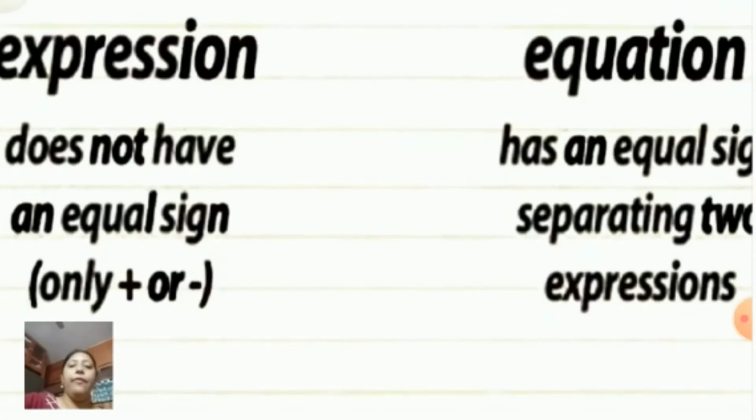Now, after understanding expression, there is a basic difference between an expression and an equation. When we have some expression and we equate it with another expression, meaning when one expression is equal to another expression, it is an equation. So an equation has an equal to sign. It separates two expressions with an equal to sign. And in an expression we use mathematical operators. It does not have an equal to sign. So this is the basic difference between expression and equation.